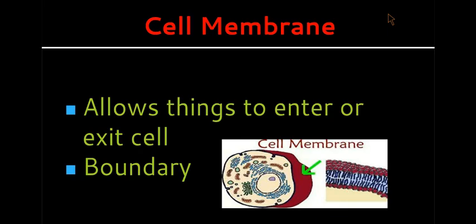The first organelle we're going to talk about today is the cell membrane. A cell membrane is the outermost covering of the cell, and it is a pretty flexible, fluid membrane that allows things to enter or exit the cell. It's like a boundary, kind of like the guard of the cell.